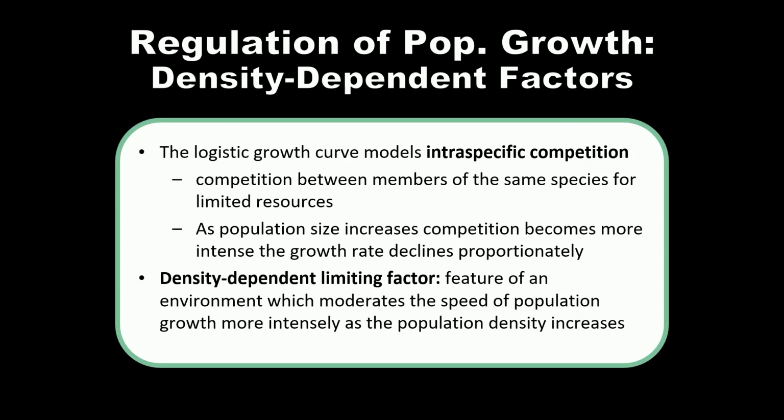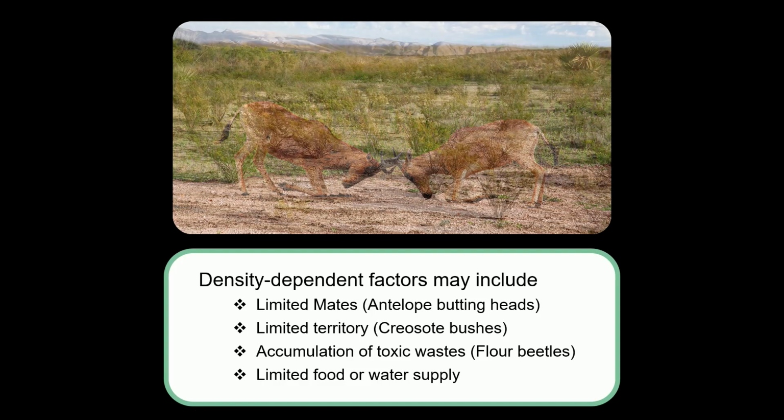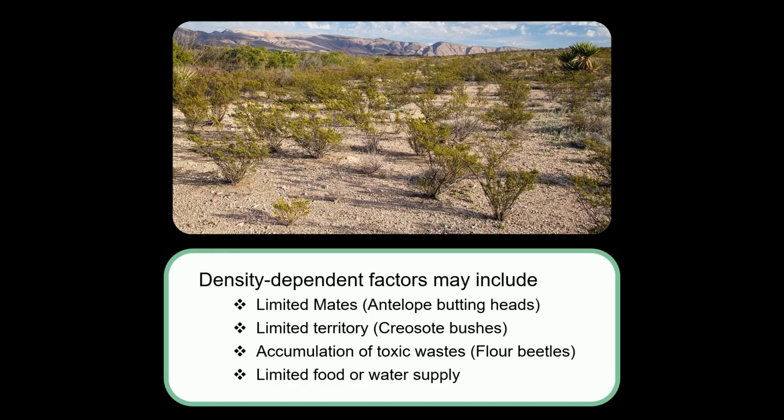So, some examples of density-dependent limiting factors. Limited mates, so you can see these 2 antelope butting heads fighting for mates. Limited territory, this is a good one. These are creosote bushes, and you can see that they're not packed in close together. They're not tightly packed. You could get more bushes in this area, but each one is spaced out.